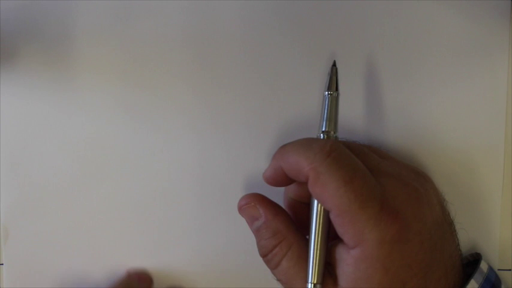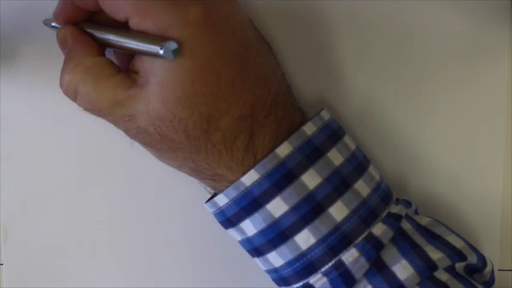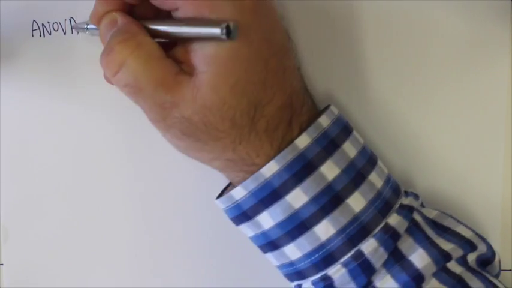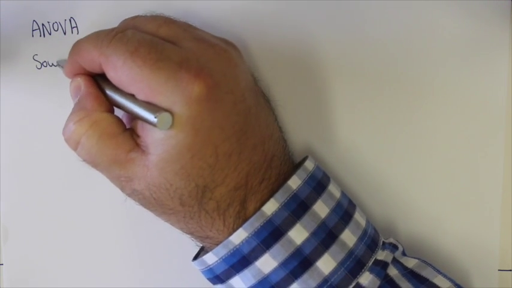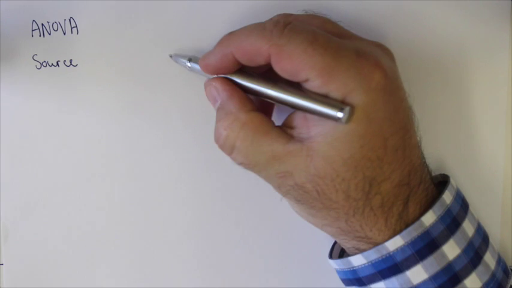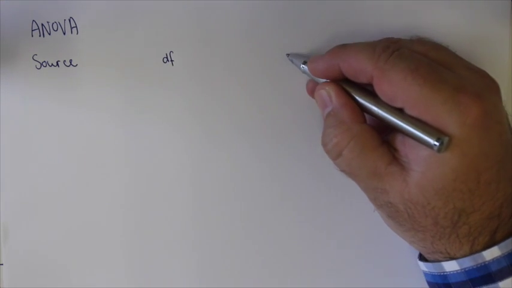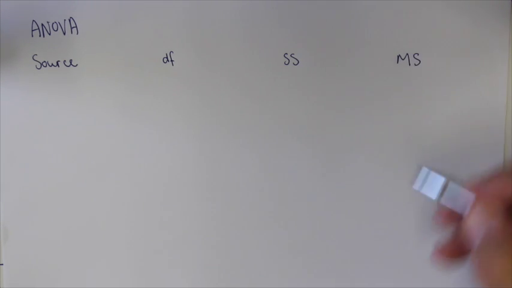Okay, so we've previously ended with A, B, C, and D. What we are now going to do is proceed with the ANOVA. First of all, remember how ANOVA usually looks. You have the source, the degrees of freedom, the sum of squares, and the mean squares.